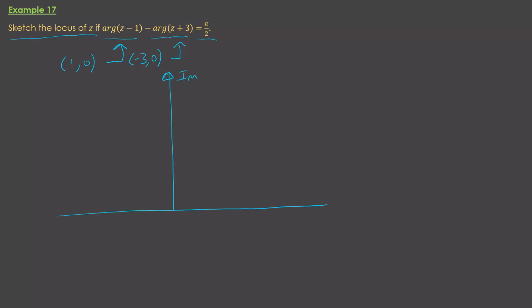So I've got the imaginary axis here and the real axis out here. And if we put (1, 0) here, we can put (−3, 0) out there. And just imagine some point that's somewhere in between them. So the angle from here I'm going to call alpha, and the angle from here I'm going to call beta. And so what we have up here is alpha minus beta being equal to π/2.